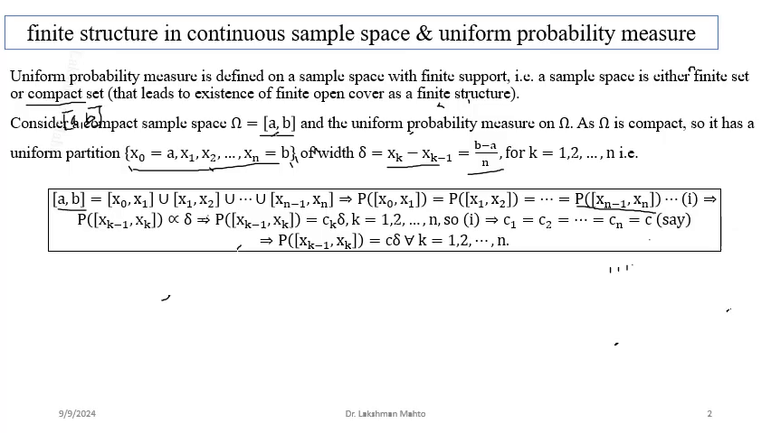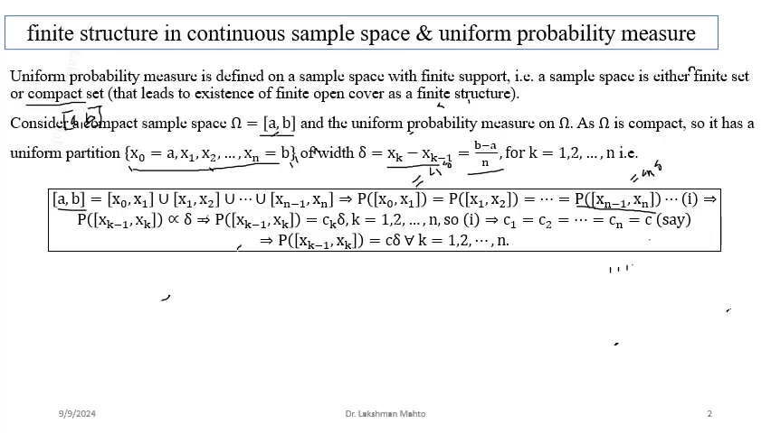So the probability of the first subinterval is C1 times delta, the probability of the second subinterval is C2 times delta, and the probability of the nth subinterval is Cn times delta. All these are equal and delta is common in all of these. So what will happen? Delta will cancel out. And what we will have is C1 equals C2 equals C3 equals Cn. If all are taking the same value, what does it mean?